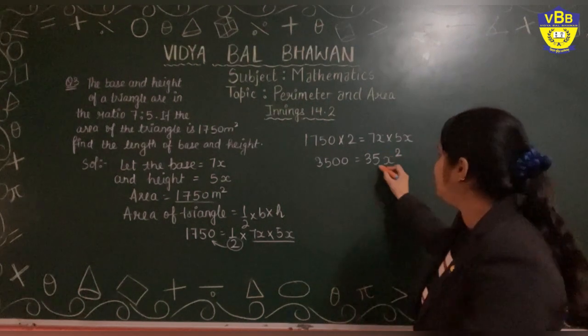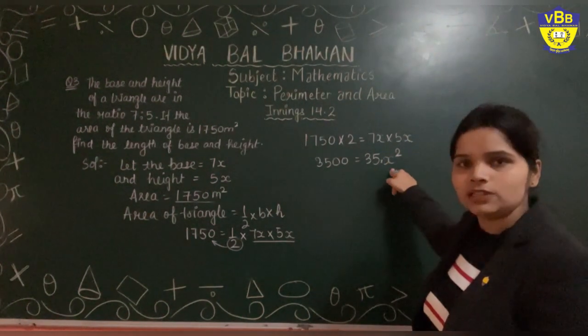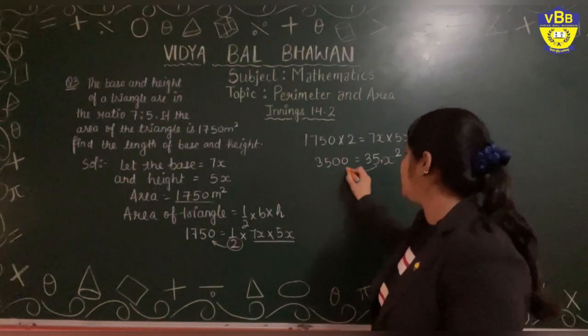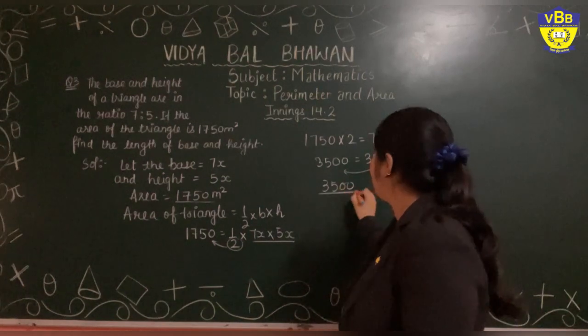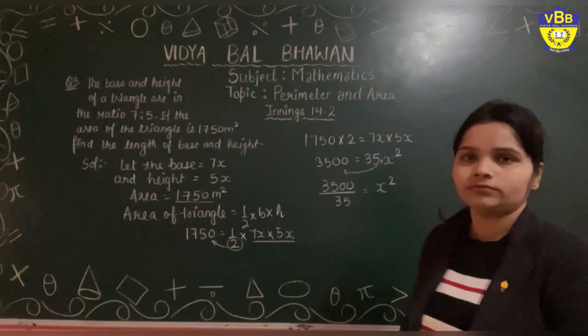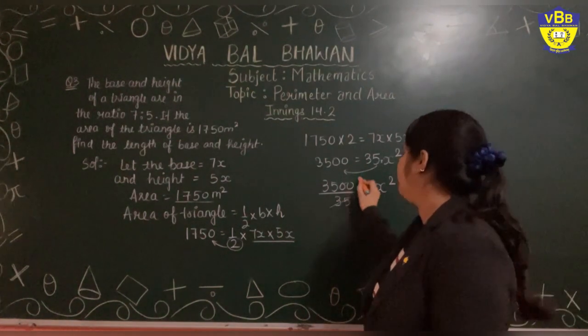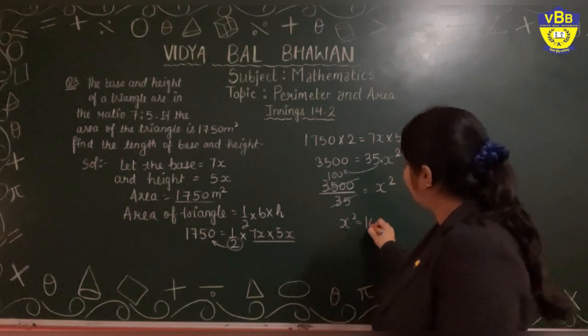Fine. Now we need to find the value of x. Again, here 35 is in multiplication with this. It will get transposed here. To divide, we will divide this 3500 by 35 is equals to x square. Divide it. When you divide, you will get x square is equals to 100.